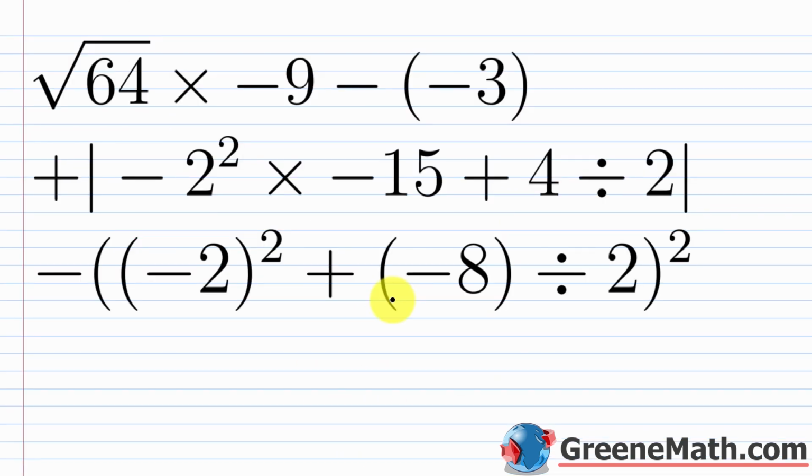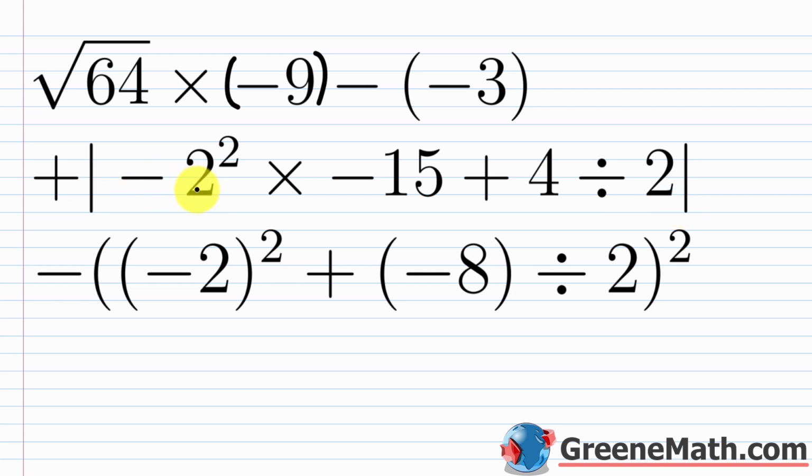All right, let's take a look at the next example. So this one's a little bit more tedious, a little bit more time consuming is what I would really say. So we have the square root of 64 times negative 9. Let me wrap this here so it's more clear. Then you have minus a negative 3, then plus. Remember, these vertical bars tell you that you want the absolute value of something, and those are grouping symbols.